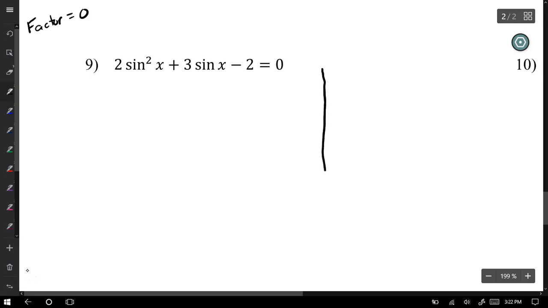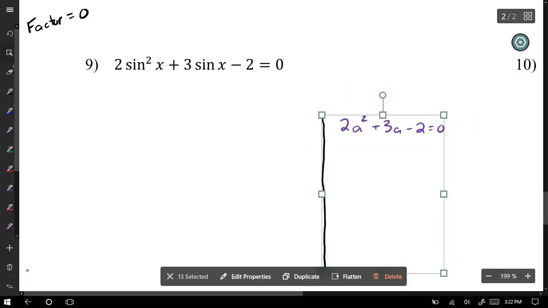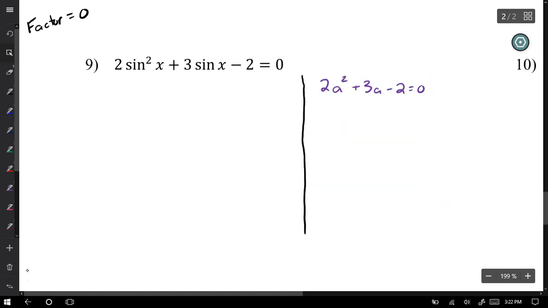Well, there's a bunch of signs there, sine squared. I struggle with that, so let me try and do this. Let's replace sine with a. Maybe if I can factor 2a squared plus 3a minus 2 equals 0, maybe if I can factor that, I can apply those same techniques to sine. And so let's see what happens.